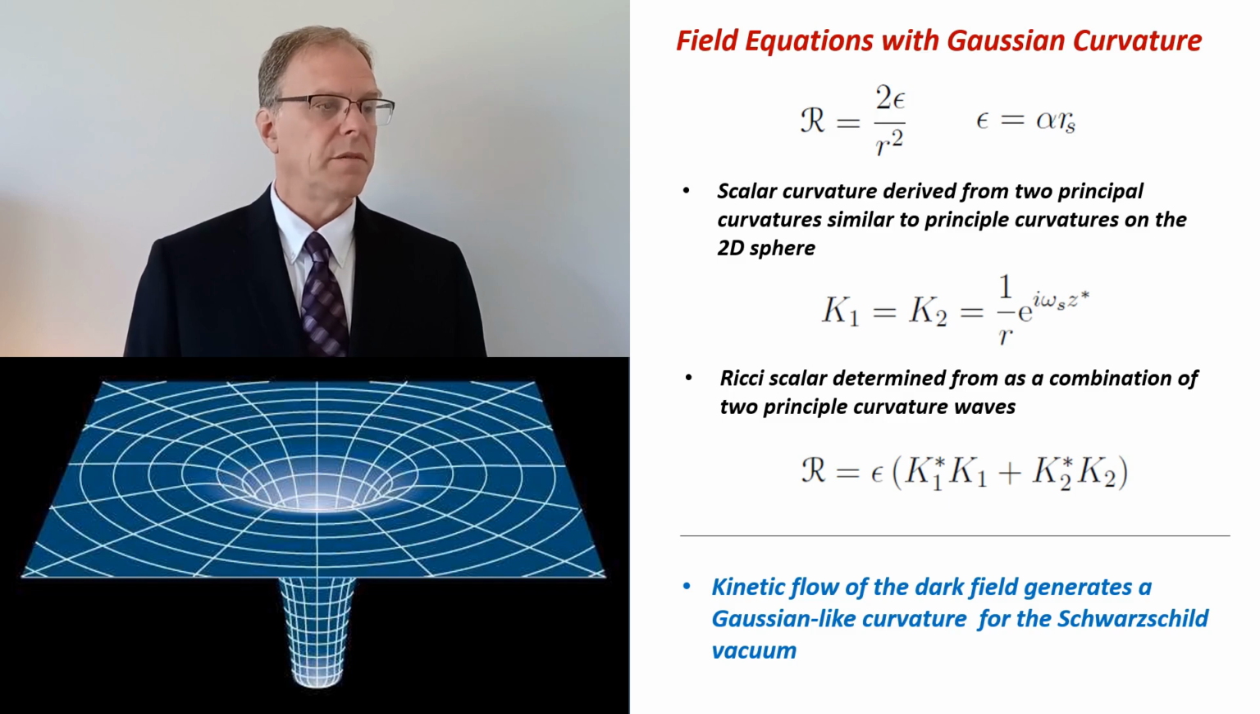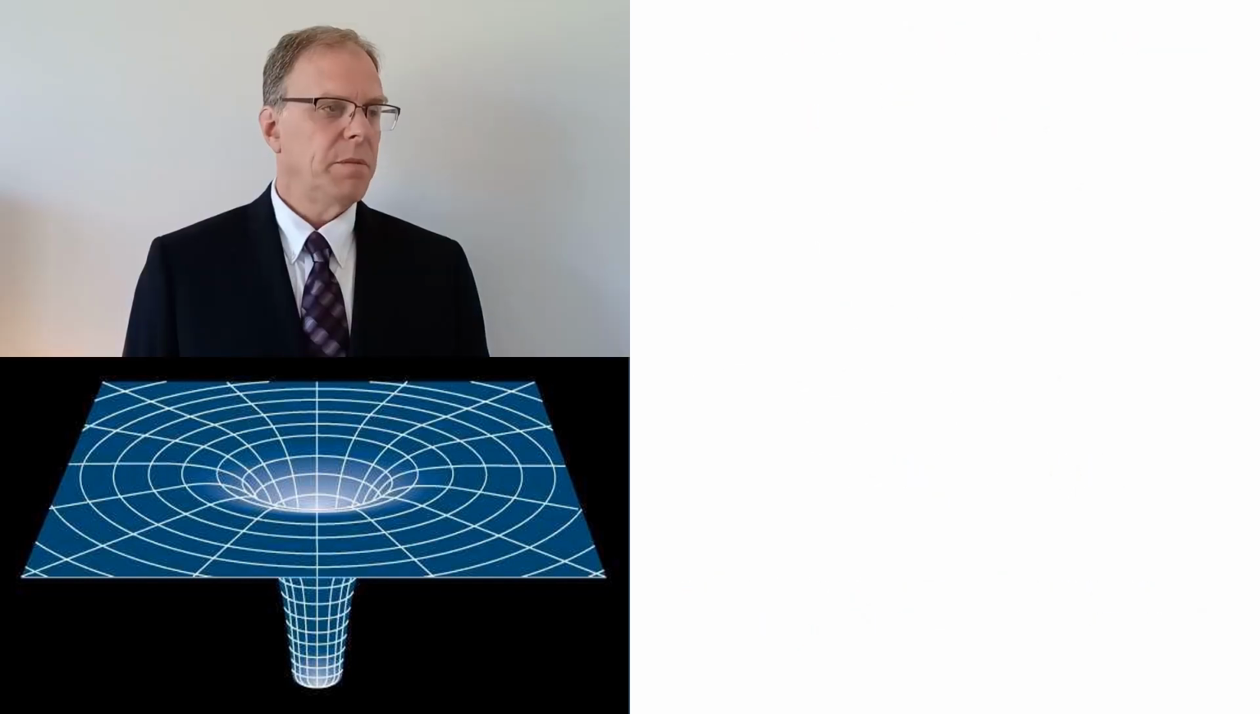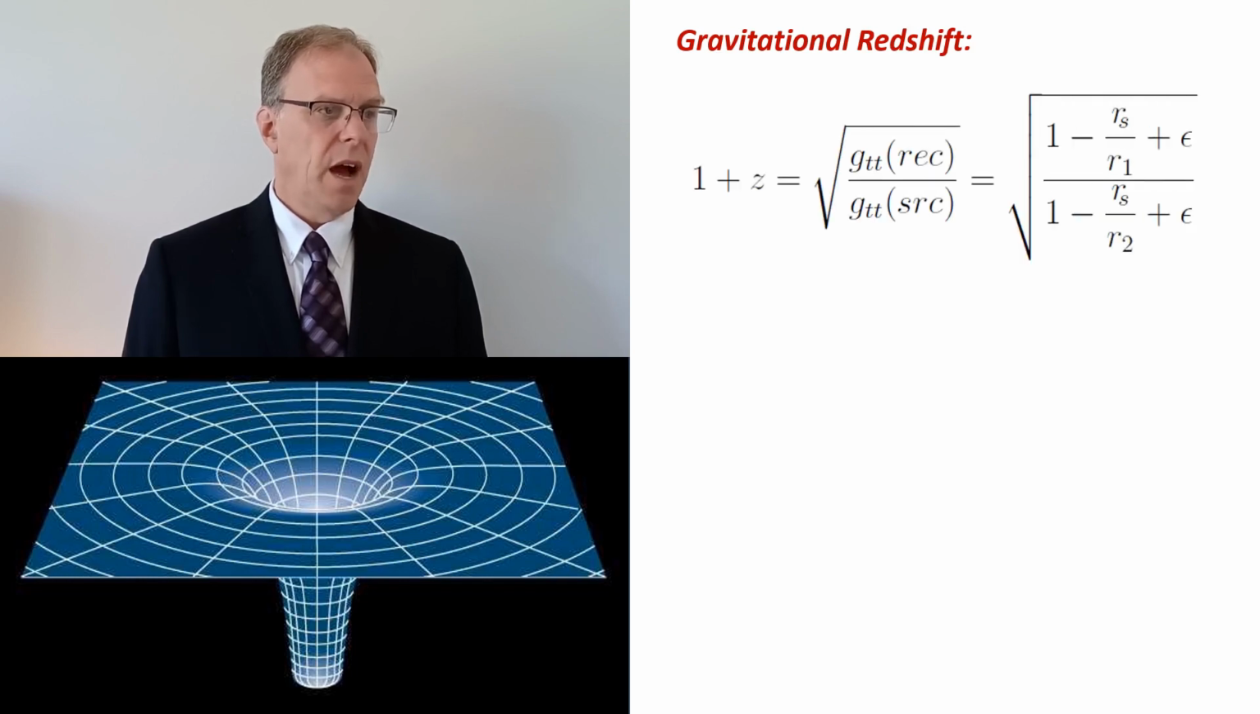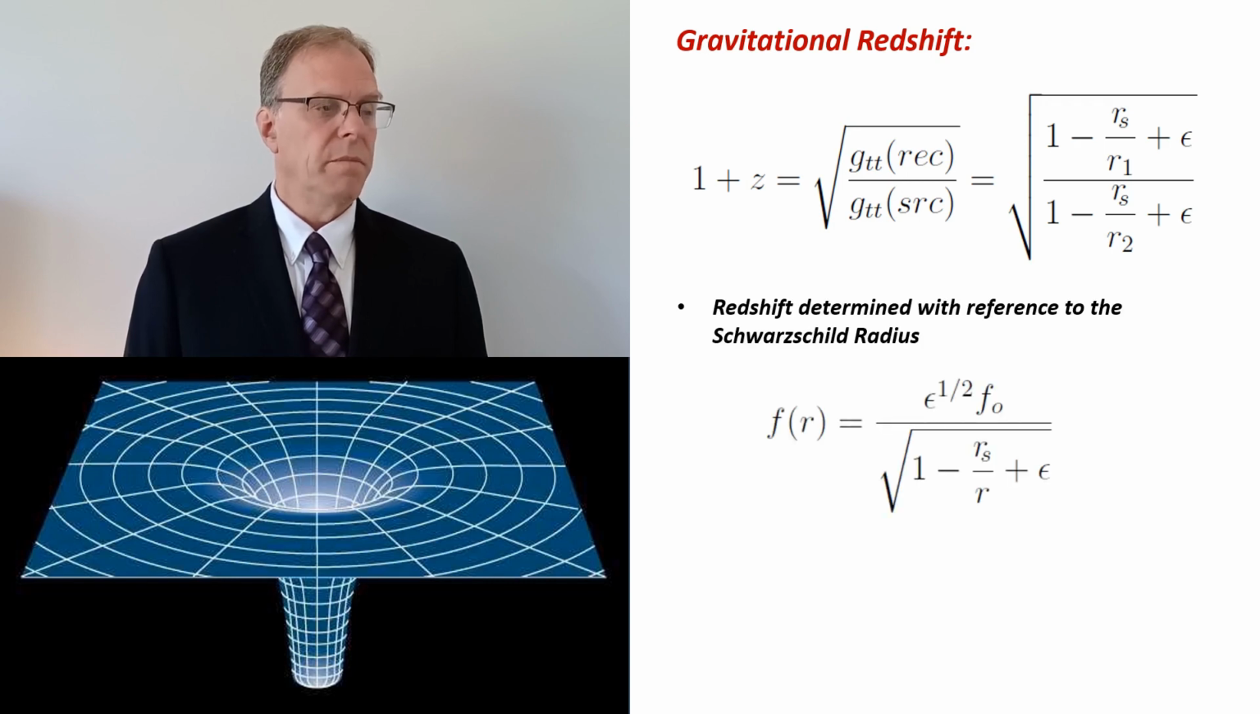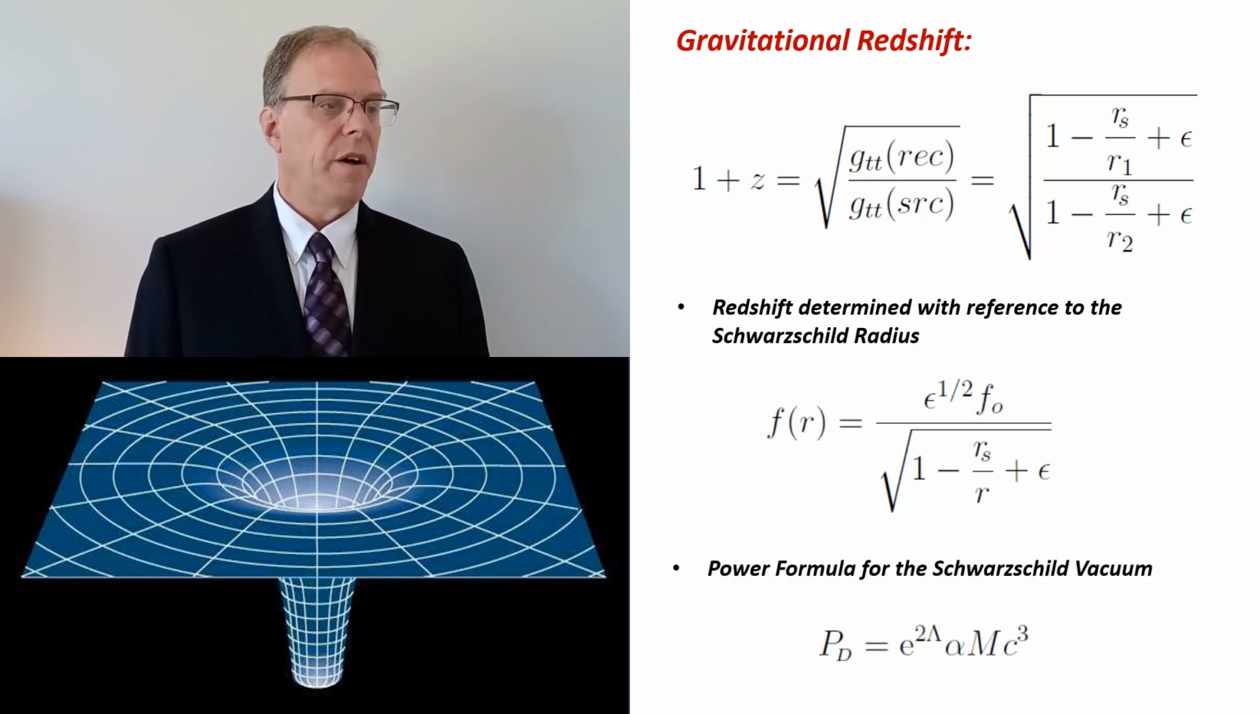Now suppose we write the formula for the gravitational redshift using the time component of the slightly modified Schwarzschild metric. Using the Schwarzschild radius as the lower limit determines a redshift formula for the frequency of the emitted dark waves. These waves will undergo redshifts of several orders of magnitude as they climb through the gravitational field, rendering a power formula modified by space-time curvature.